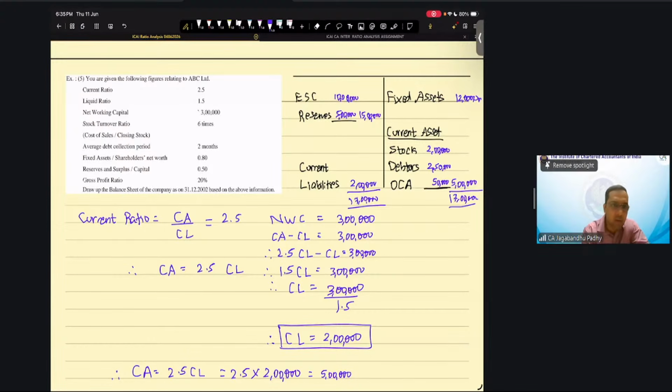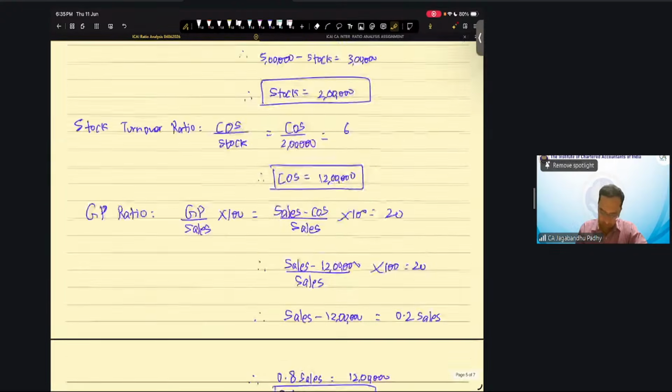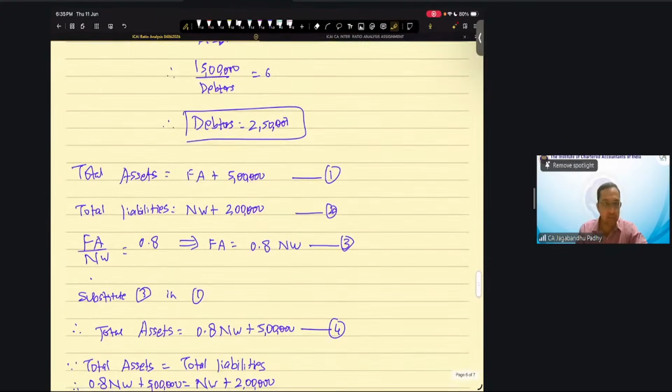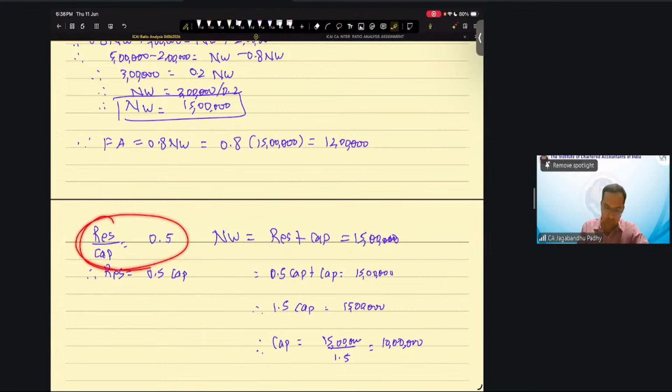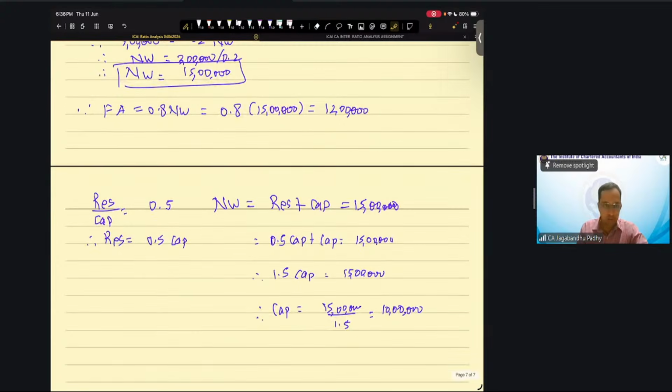I did not understand the total assets and reserves calculation. Total assets is just the total of your fixed asset and current assets. So total assets was taken as fixed asset plus current assets. And reserves was calculated by taking the ratio of reserves and surplus to capital. We also have the net worth number as 15 lakh. So I just substituted reserves and surplus being 0.5 capital in place of this reserves.